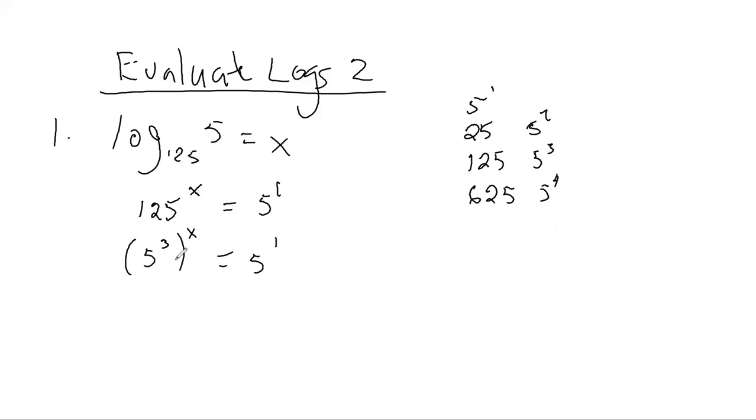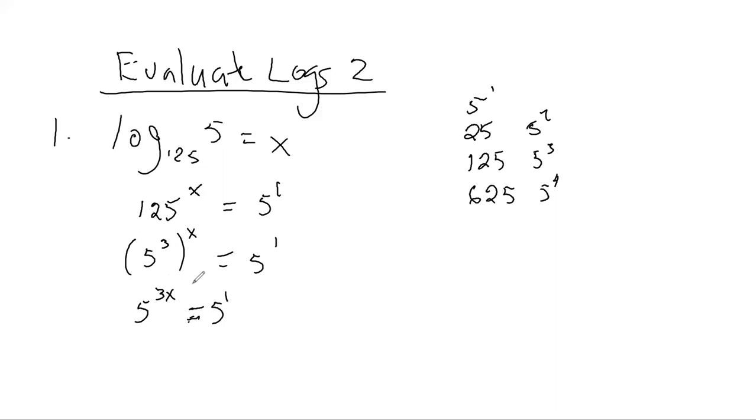The next step is to use the power rule. When I'm raising a power to a power, I just multiply the two exponents. So 5 cubed to the x, in other words, this power being raised to another power, you just multiply. So it's 5 to the 3x is equal to 5 to the first. This is the good part right here. Now that we've done all the heavy lifting, I have a 5 on each side of the equation, and they're both being raised to a power. So if the same base is being raised to a power, those exponents have to be equal to each other.